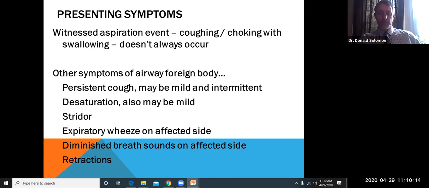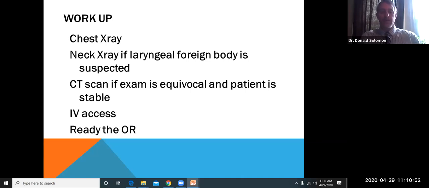I recently had a child with a foreign body, multiple foreign bodies actually. It was at the level of the glottis and subglottis. And his presenting symptoms were not only cough and desaturation and diminished breath sounds, but also significant expiratory sounds and difficulty with full expiration. He was air trapping because there was very little room for him to expire air around the foreign body.